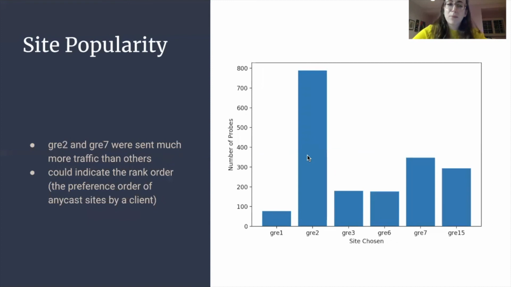Lastly, I looked at site popularity. I saw that GRE2 and GRE7 were sent a lot more traffic than others, which could indicate rank order. Clients have a somewhat linear preference order of which Anycast site their traffic will be routed to. So you can see that GRE2 and GRE7 were probably at the top of this preference list for a lot of the probes, and it could be significant to see how Anycast networks should be structured.